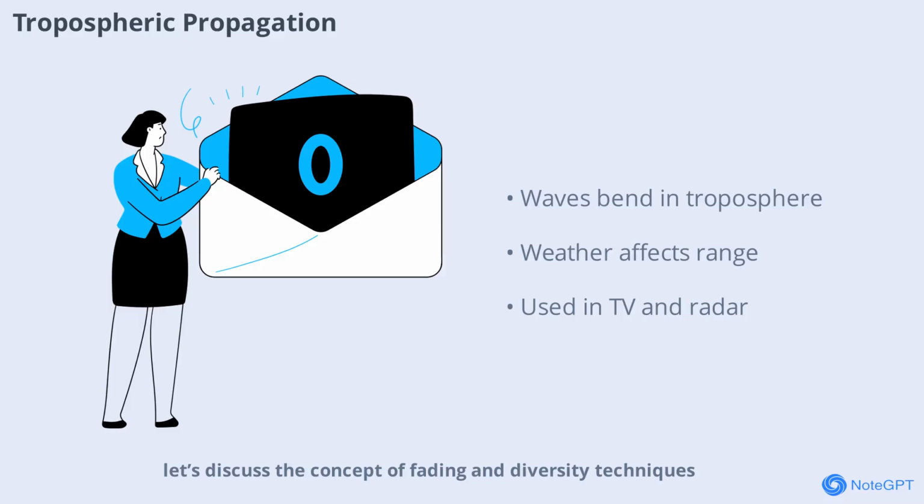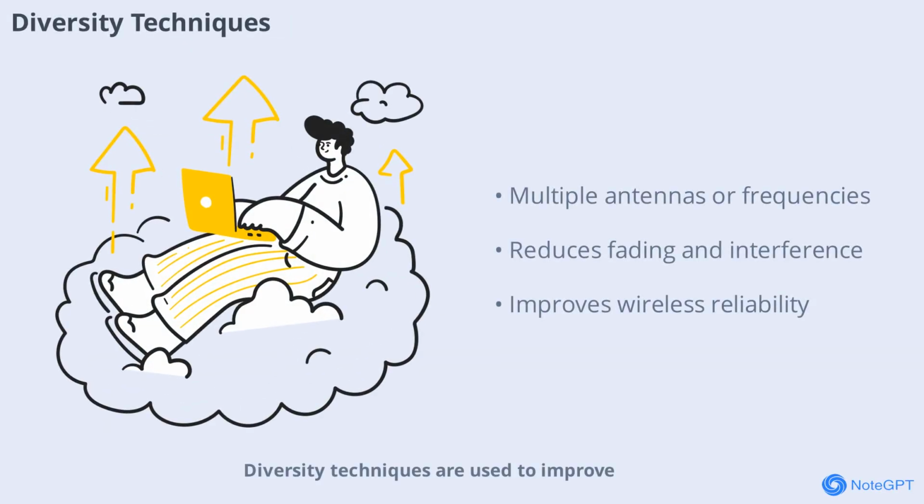Next, let's discuss the concept of fading and diversity techniques. Diversity techniques are used to improve the reliability of electromagnetic wave reception. By using multiple antennas or different frequencies, engineers can reduce the impact of fading, interference, and other signal issues. Diversity is especially important in wireless communication, where signals can be affected by obstacles and environmental changes. Techniques include spatial diversity, frequency diversity, and polarization diversity.